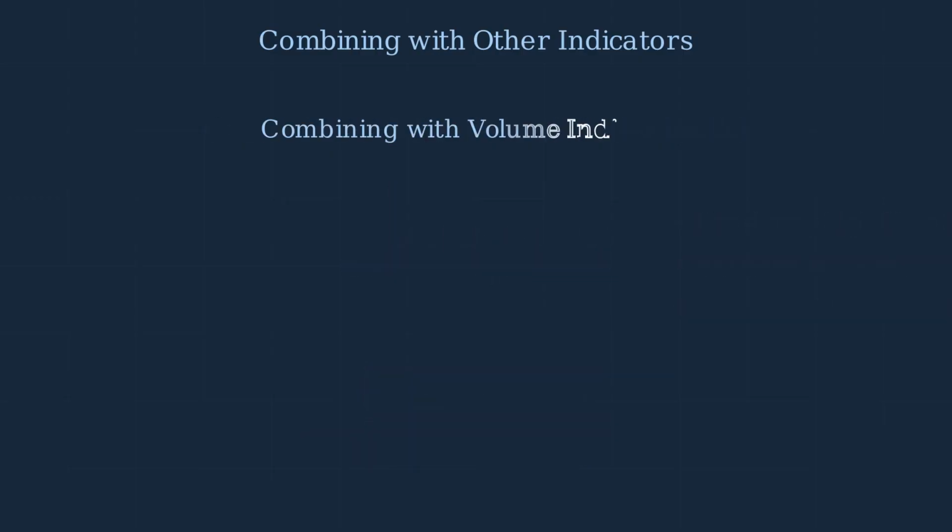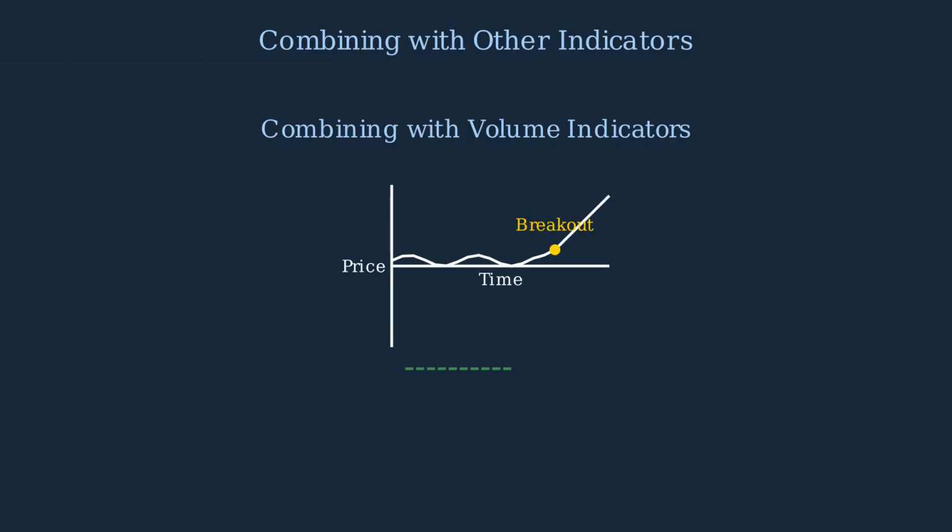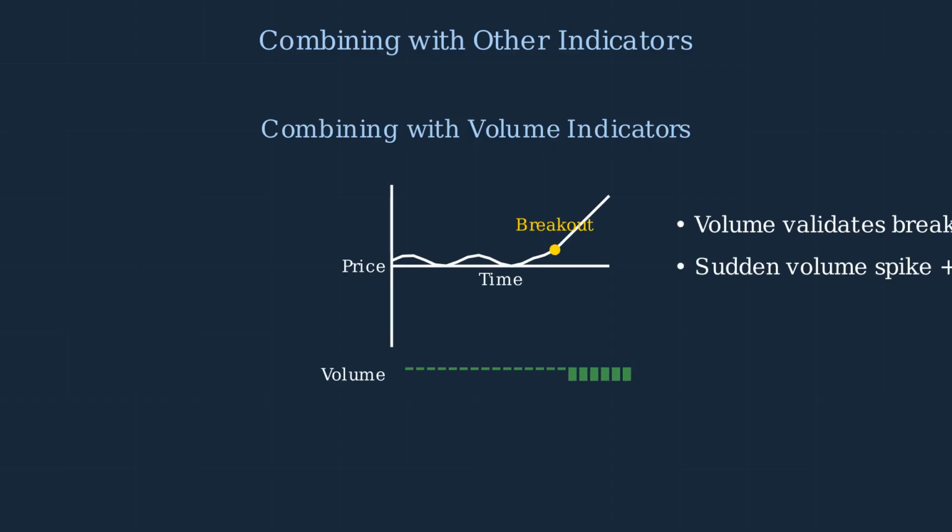Volume indicators are essential for validating breakouts from choppy periods. When the chop zone reading begins to decrease and is accompanied by a significant increase in volume, it often signals a genuine breakout and the start of a new trend.